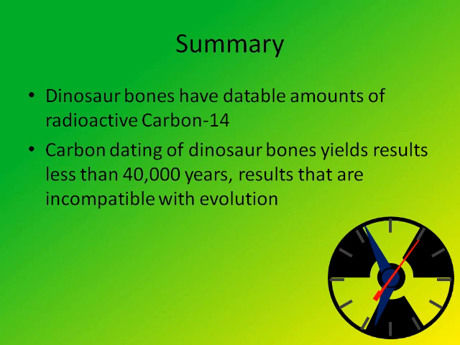To summarize this data, dinosaur bones have datable amounts of radioactive carbon-14, which evolution says they absolutely should not have, but they do have it. And carbon dating of dinosaur bones yields results less than 40,000 years old, results that are incompatible with evolution.